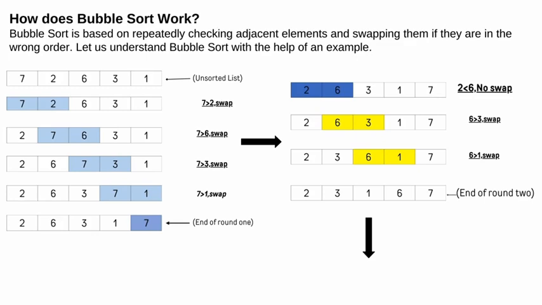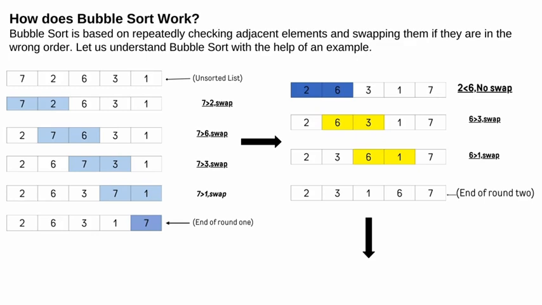In the third step, we compare the third element to fourth element, 7 and 3. Since 7 is greater than 3, we again swap these two elements and interchange their positions. In the next step, we compare the fourth element to the fifth element. Now 7 is again greater than 1, so we interchange their position as well.